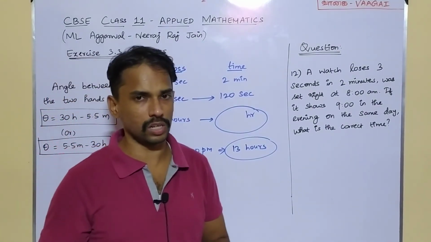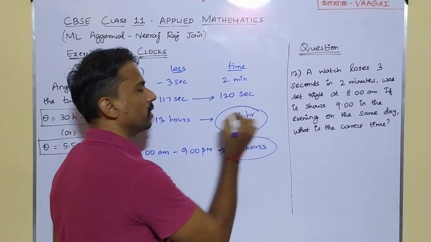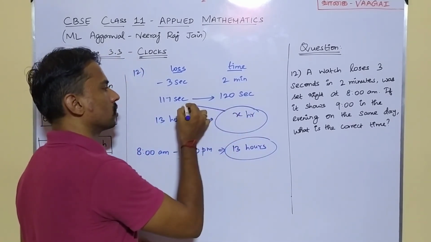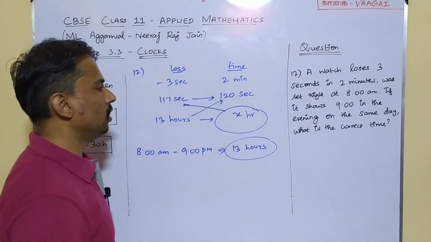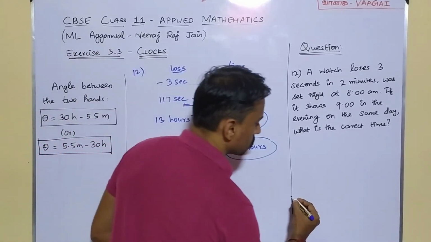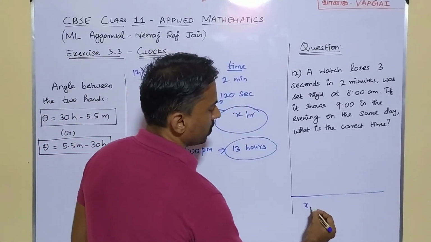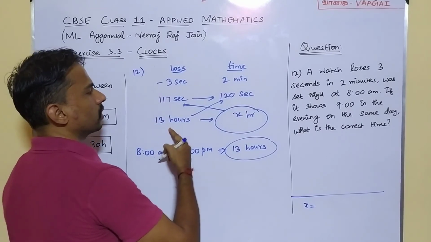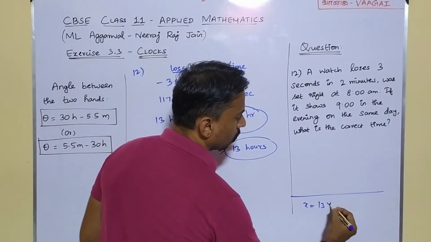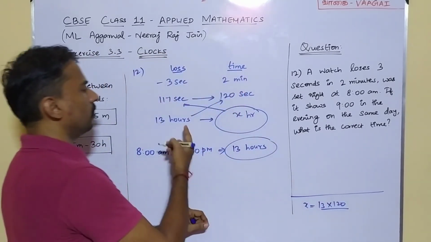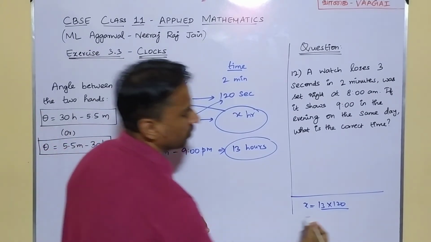This is going to be the question. As usual, we will take this to be x, and as usual we will make a cross like this. Once done, we will calculate the value of x. I will take the space. So here x will be equal to 13 into 120 divided by 117.